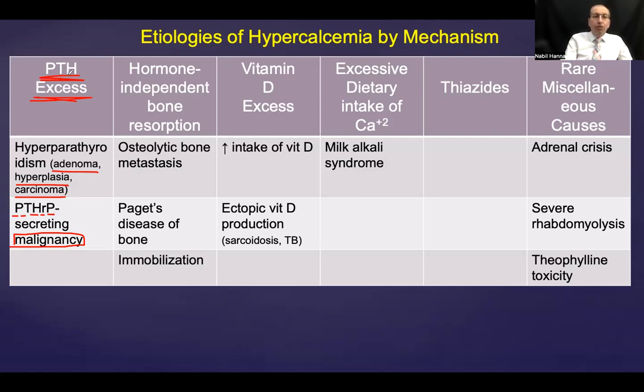So these are the two major causes of parathyroid hormone excess, and they are the two major causes of hypercalcemia: hyperparathyroidism and terminal malignancy. And the rest of the table summarizes other causes of hypercalcemia. If you have bone resorption due to whatever reason other than the parathyroid hormone, or if you have vitamin D excess or excessive dietary intake of calcium, some drugs like thiazide diuretics can cause hypercalcemia, and we have some rare miscellaneous causes.